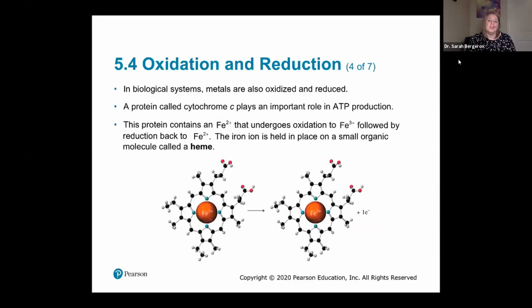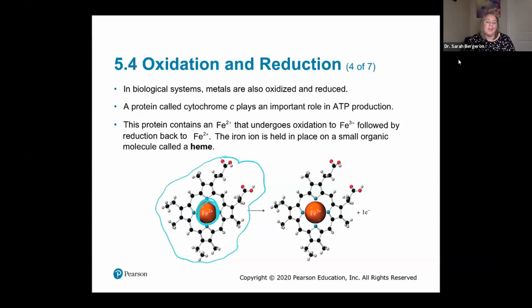All right. So there are some cases in biological systems where we have metals that are oxidized and reduced. One example is cytochrome C, and cytochrome C participates in the electron transport chain if you study that in biology. And so it's really important for ATP production. So how are you transporting electrons? Well, you have a protein, and all of this stuff is the protein, right? And inside of that protein, there is an atom of iron, right?